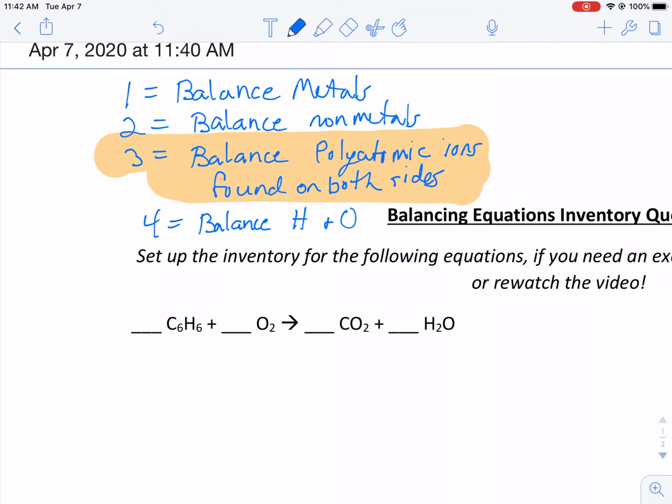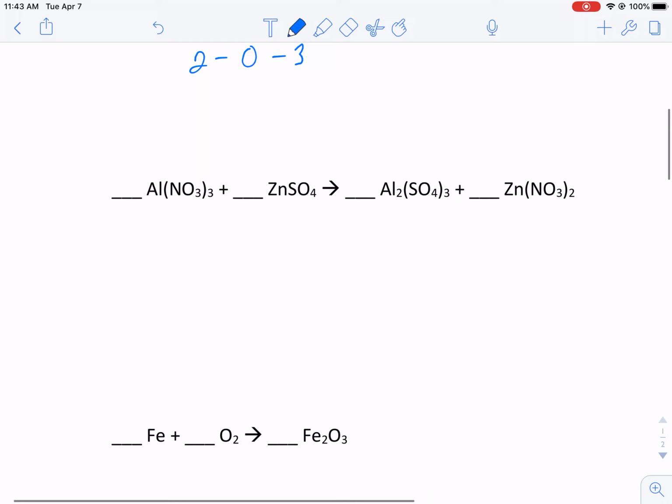Okay? When we're doing our chemical inventory for number 1, you have carbon, you have hydrogen, and you have oxygen. On this side, there's 6 carbons. On this side, there's 1 carbon. Okay? Go to hydrogen. 6 hydrogens, 2 hydrogens. And then let's go to oxygen. 2 oxygens in my reactants and 3 oxygens in my products. And most of you guys were getting that one right. That was pretty straightforward.